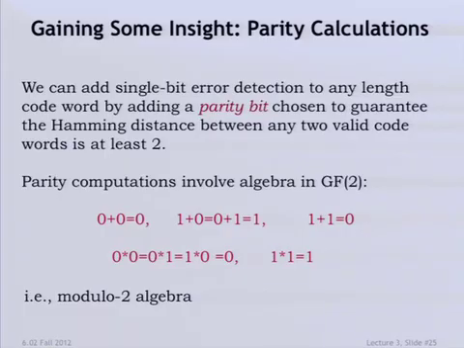0 plus 0 is 0. 1 plus 0 or 0 plus 1 is 1. 1 plus 1 is 0. So this is like an exclusive OR addition. And multiplication works in the usual fashion. So all our computations are with zeros and ones, and you want to keep that in mind as we go through this.